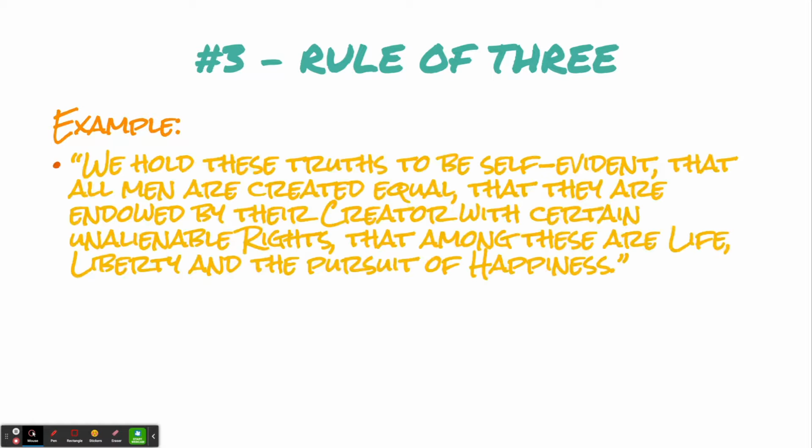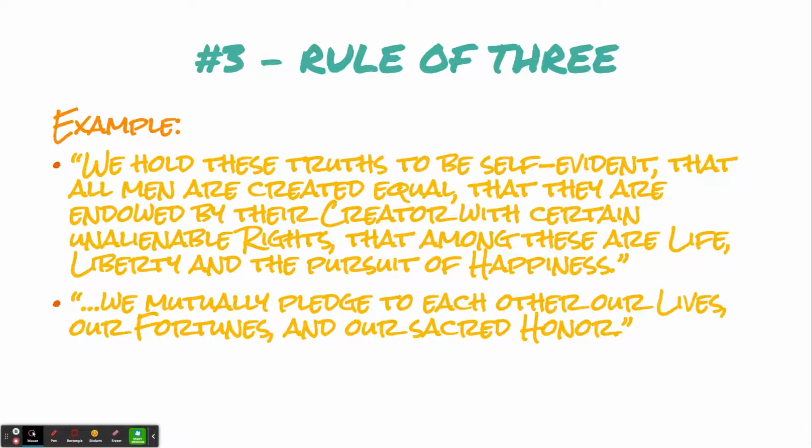So, for example, we hold these truths to be self evident that all men are created equal, that all men are endowed by their Creator with certain unalienable rights, and that among these rights are life, liberty, and the pursuit of happiness. So, in this example, we have two sets of threes: self evident, all men are created equal, they're endowed by their Creator, and then we have life, liberty, and the pursuit of happiness.